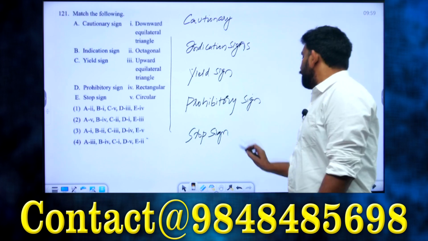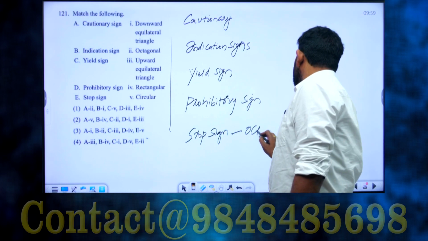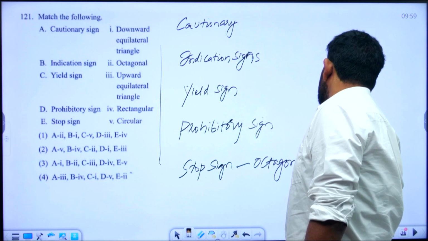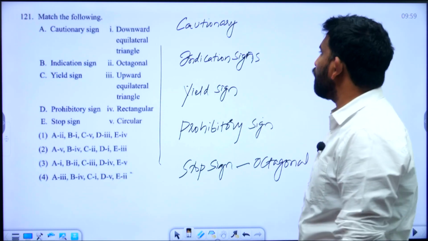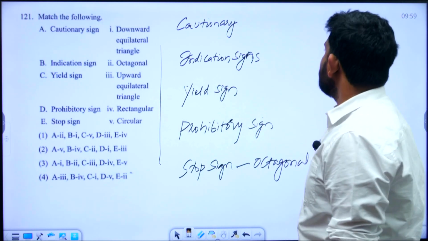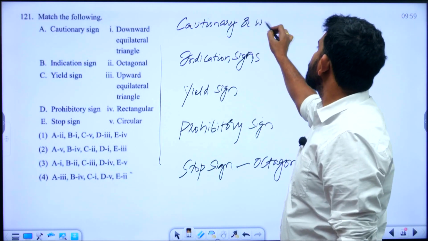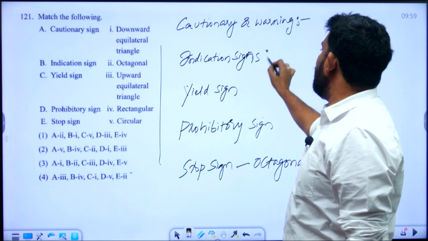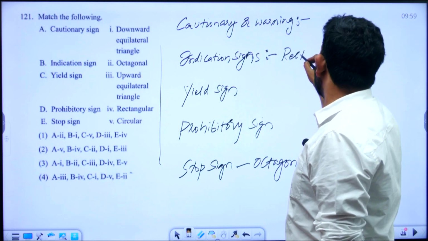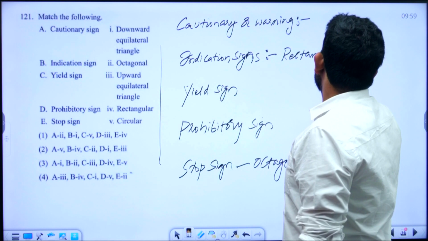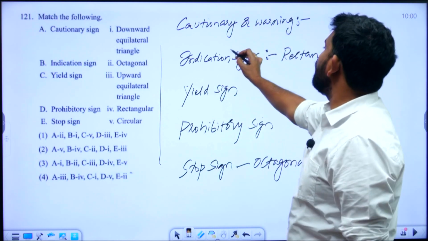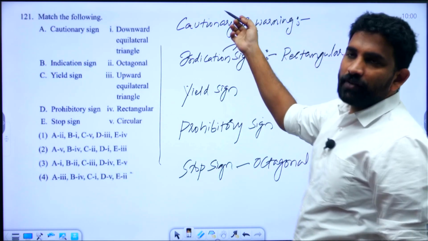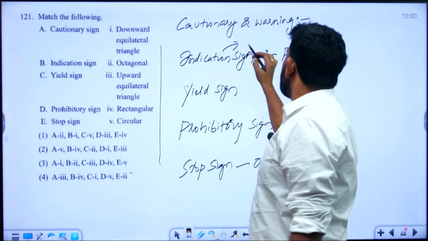Okay. So we do know stop sign is an octagonal sign because this is an exception in the case of these mandatory or regulatory signs. Okay. Cautionary or warning signs, both are the same, we do know. Indicatory signs are generally represented with a rectangular shape. Then generally these indicatory signs are nothing but what we call informatory signs.